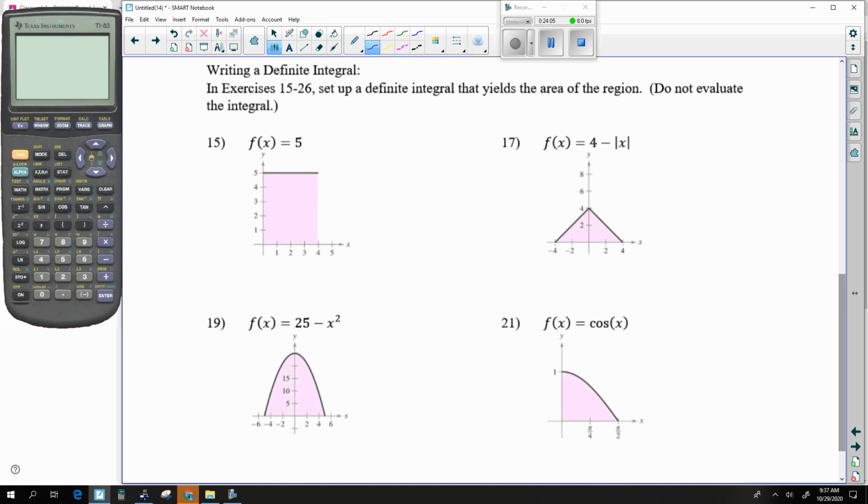So here, in this problem, they want you to write this as an integral. Don't answer it, but write it. So here's the area. They want us to write an integral. So we see that the area starts at 0 and goes to 4. And then what is this equation right here? This is y is equal to 5, so it's just 5 dx. In essence, they give you the y.